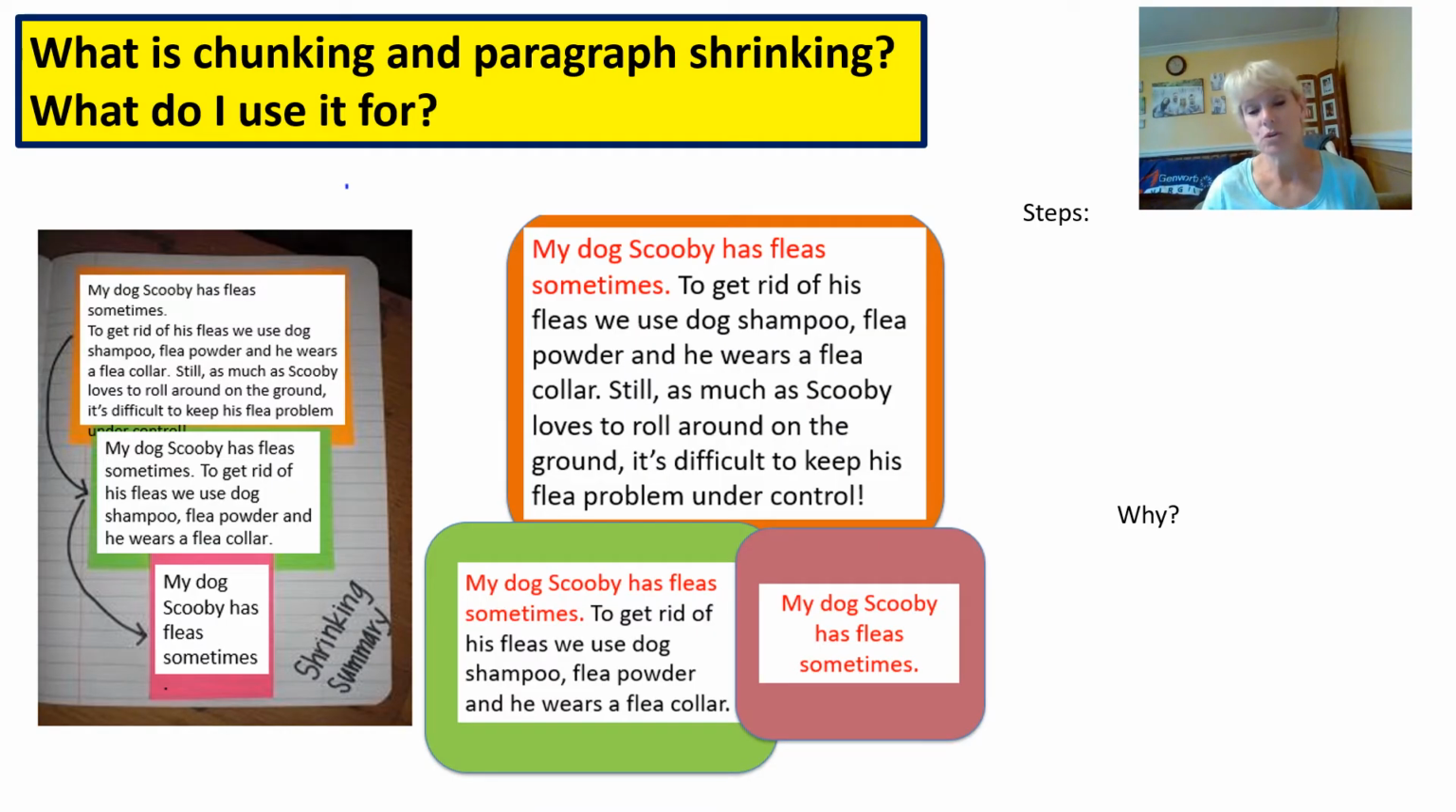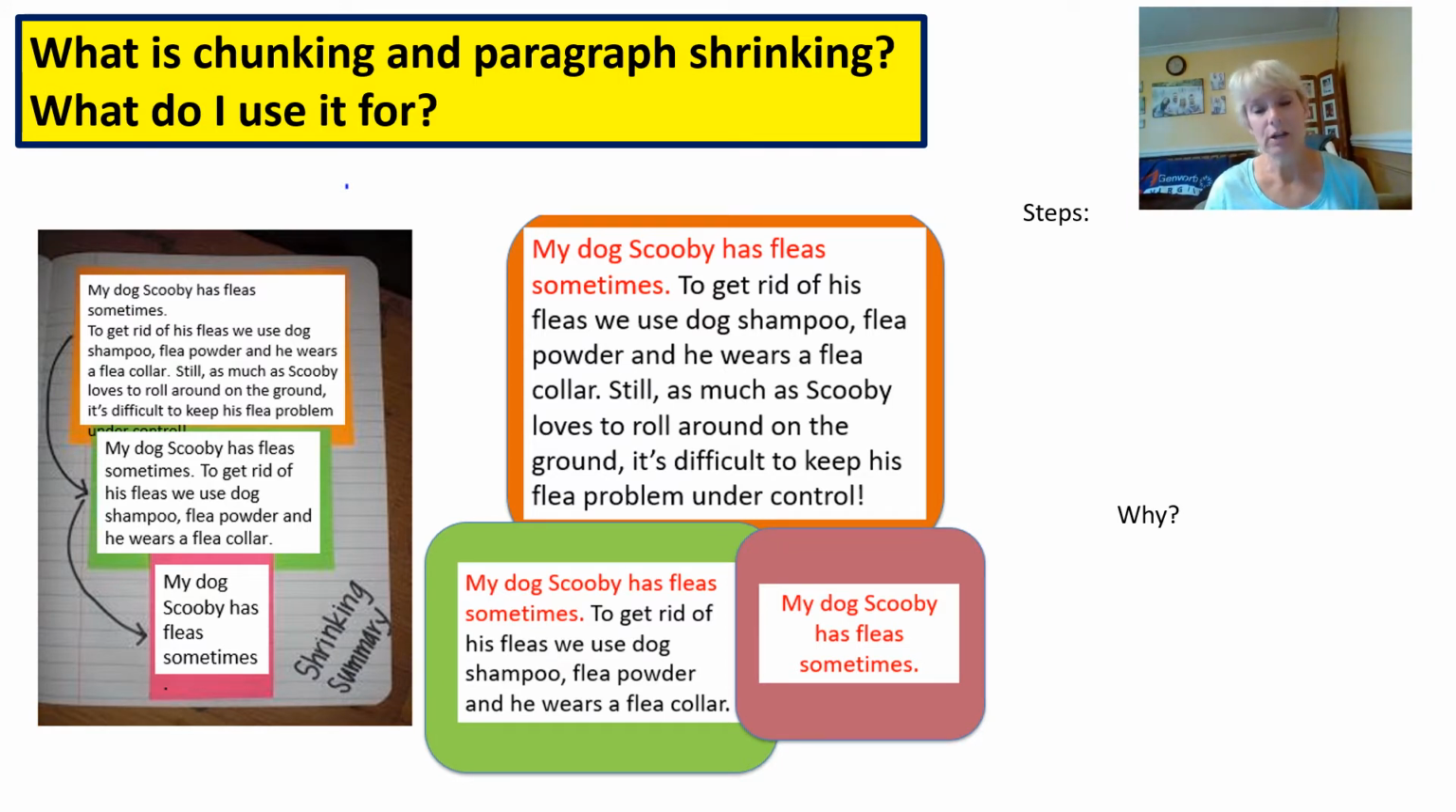All right, you have two questions. First of all, what is chunking and paragraph shrinking? And then what do I need to use that for anyway? So I'm going to walk you through that. First of all, what is chunking? Chunking is actually taking a longer story or a longer reading passage, that's what we're looking at today, and breaking it up into chunks.